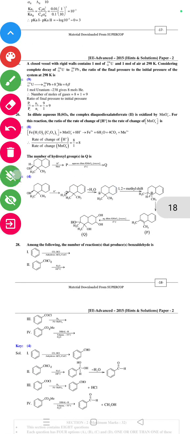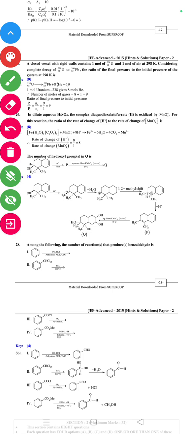अगला सवाल है कि closed vessel with rigid walls contain 1 mole of the U-238 and 1 mole of the air at 298 Kelvin. Considering complete decay of the U-238 to the Pb-206, the ratio of the final pressure to the initial pressure of the system at 298 Kelvin is? U-238 से Pb-206 plus 8 4He2 plus 6 beta बन रहा है.